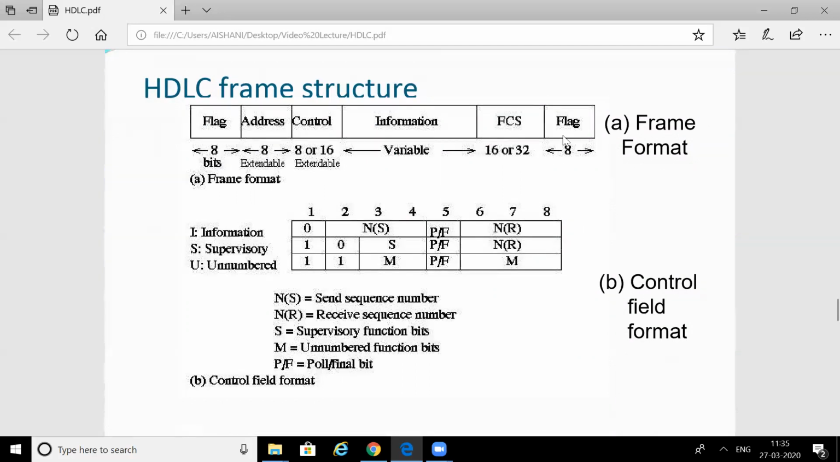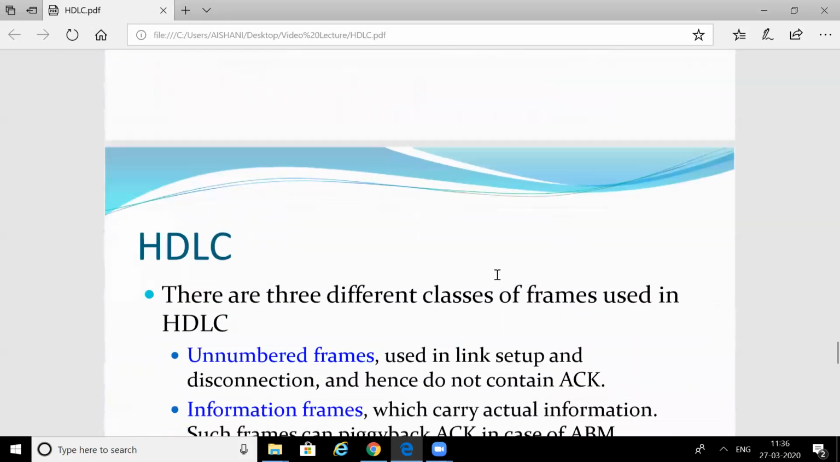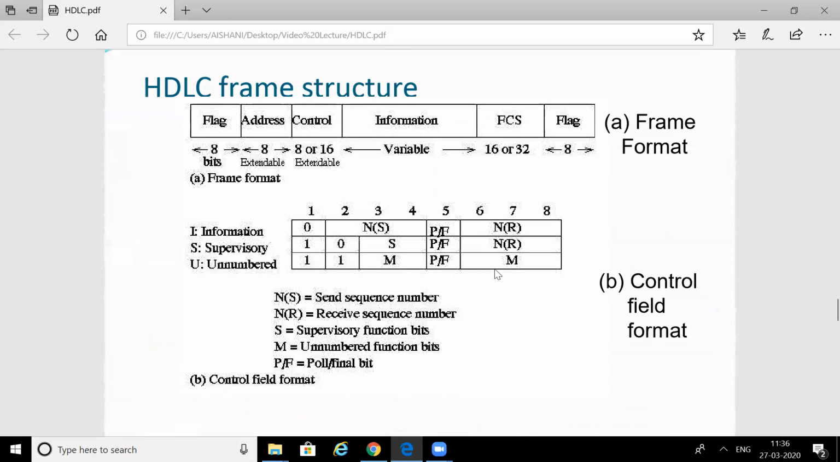In both these ends we are having a flag, and this flag we know already when we have discussed bit stuffing. This flag is having a particular pattern. There is 0, then six 1s, and last 0. It is an 8-bit pattern. The main responsibility of this flag is to segregate the frame from the previous and next frame.